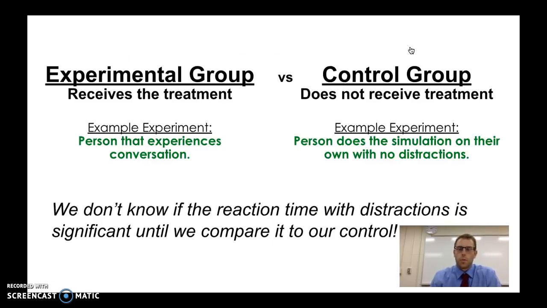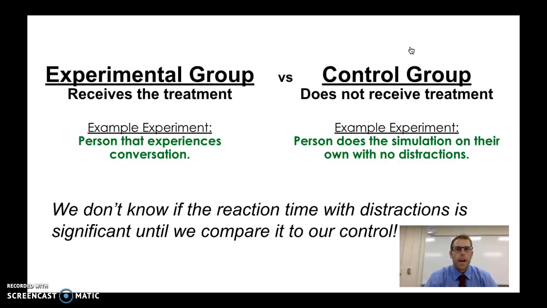All right. So when we run an experiment, we need to have at least 2 groups, and in general, we will say one group would be the experimental group, and the other group would be the control group. The experimental group is the group that receives the treatment. What does that mean? Well, let's go back to our experiment on distractions affecting reaction time. The group or a person or a group of people that would be driving with all these people talking around them with the distractions, that would be the experimental group.